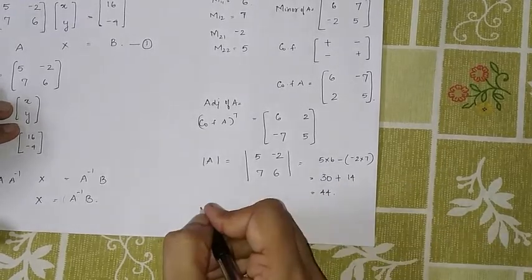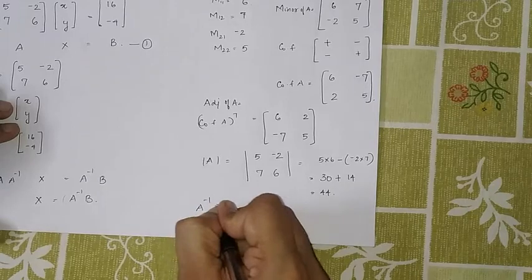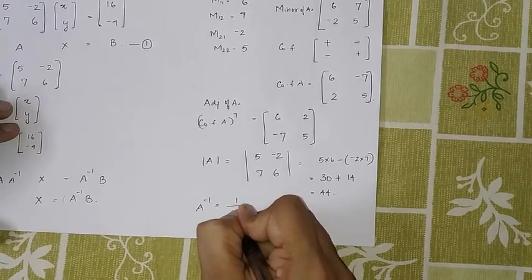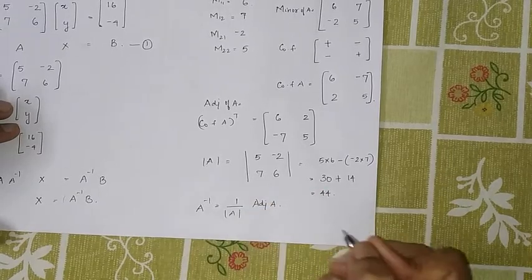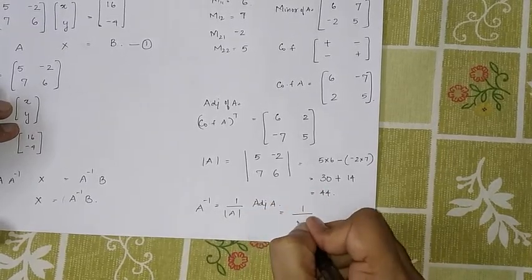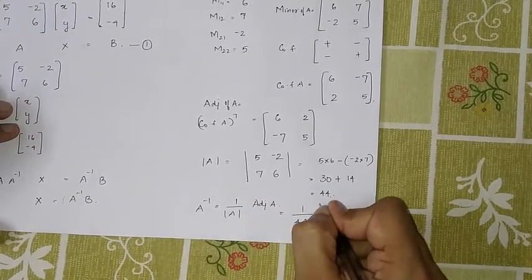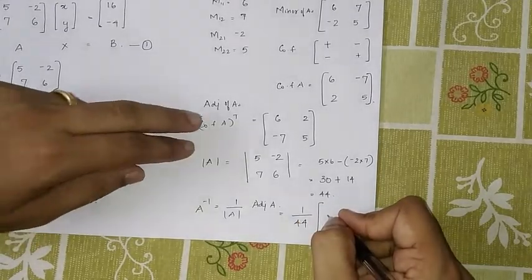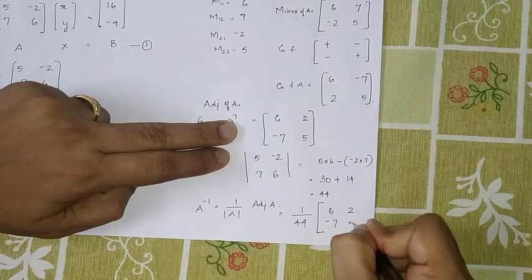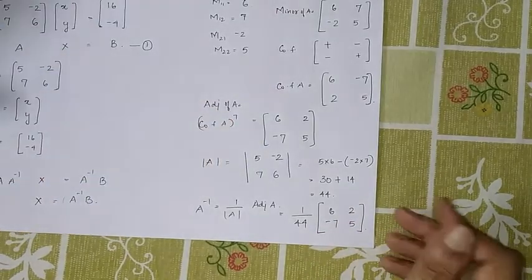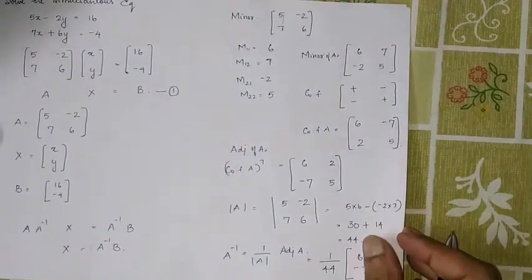Now what is A inverse? A inverse is equal to 1 by determinant A into adjoint A. So 1 by determinant A is 1 by 44, into the adjoint of A, which is 6, 2, minus 7, 5. So you have found A inverse.